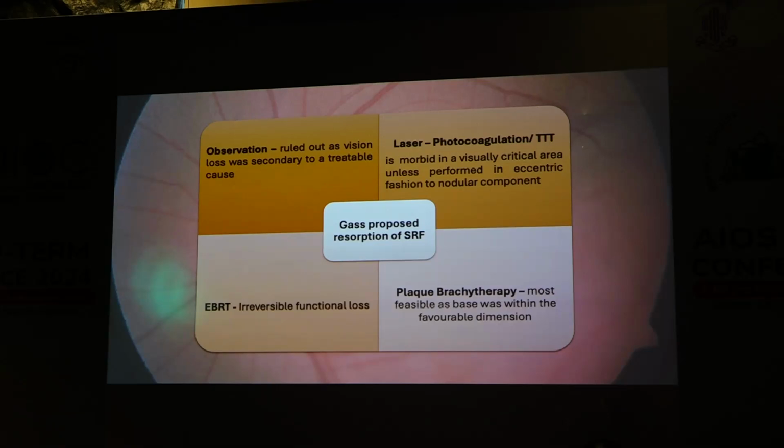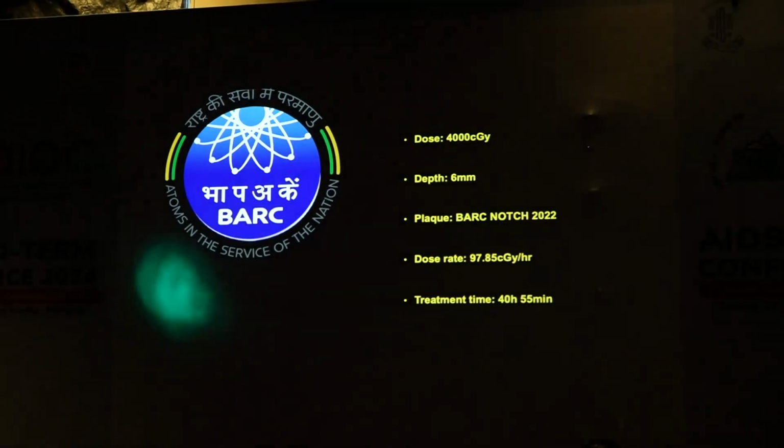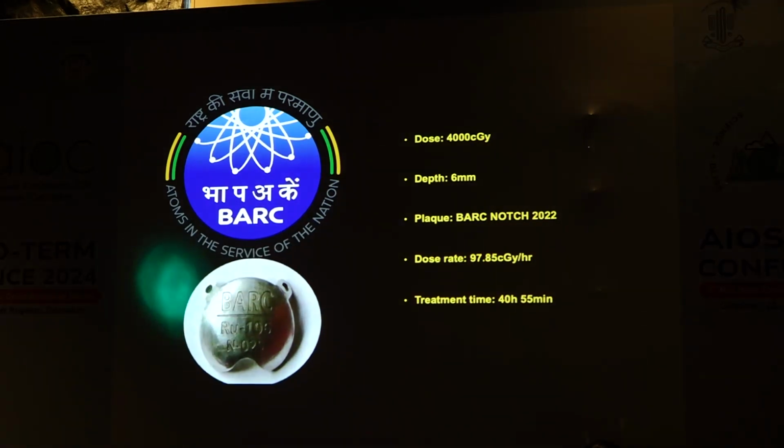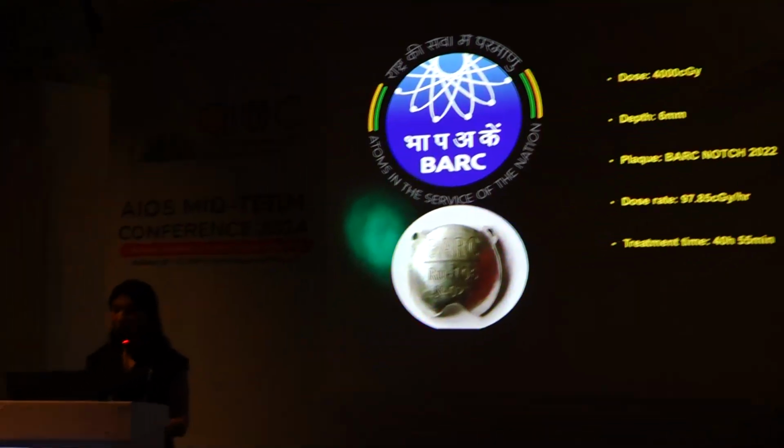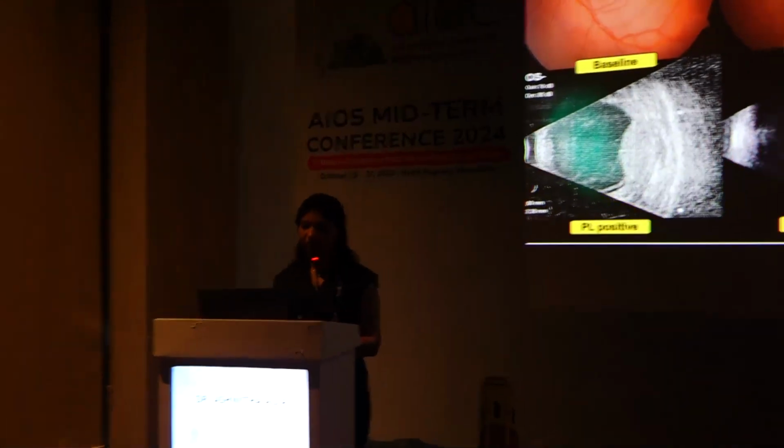Laser photocoagulation would have been visually morbid, and thus it was not done because it was in a critical area. External beam radiation was a possibility, however, there is irreversible functional loss associated with it. Plaque brachytherapy was thus the most feasible and safe option. He was treated with a ruthenium plaque at a dose rate of 4000 centigray with a prophylactic injection of ranibizumab given every 3 months.